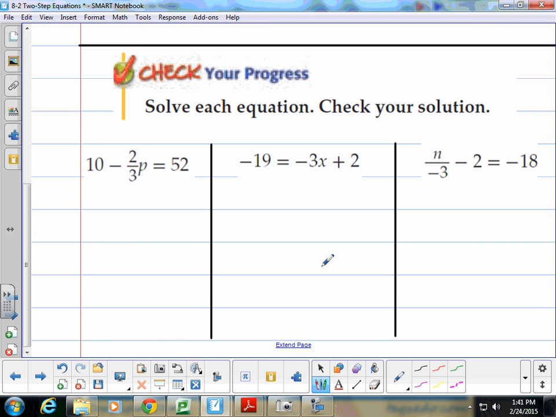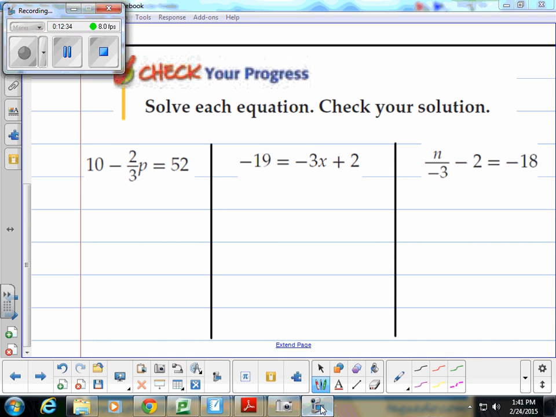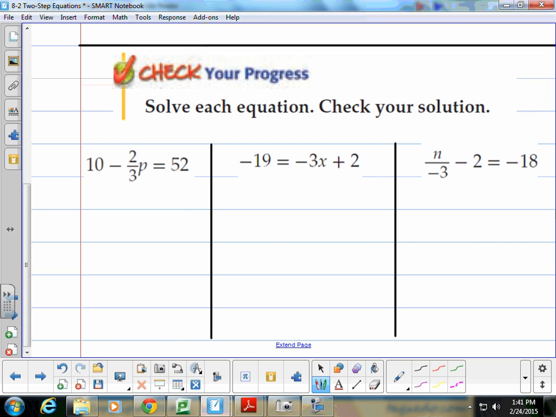So give some of these a try. So again, I'm going to add the opposite on some of those that I know what I'm doing. So for this one, now I see that I'm actually adding 10, so I still need to subtract 10 from both sides.